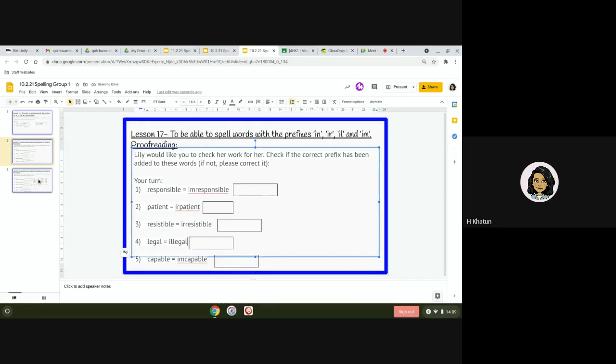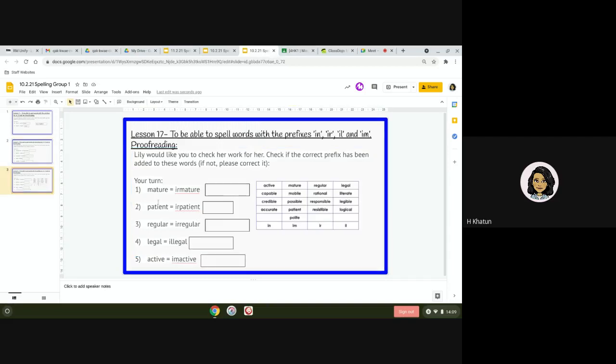Now, if you're in group number two, you are doing something similar. I want you to correct these words for her and to also mark it. So if she did answer it correctly, then you just have to write down correct into the box. You could use this mat over here to help you.